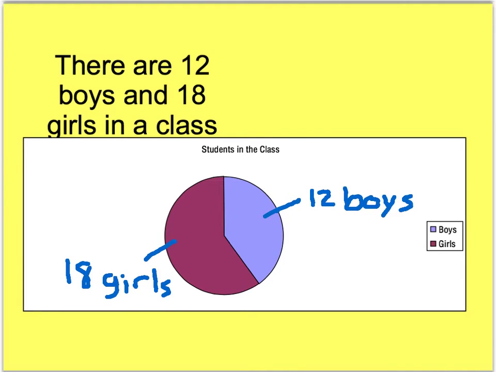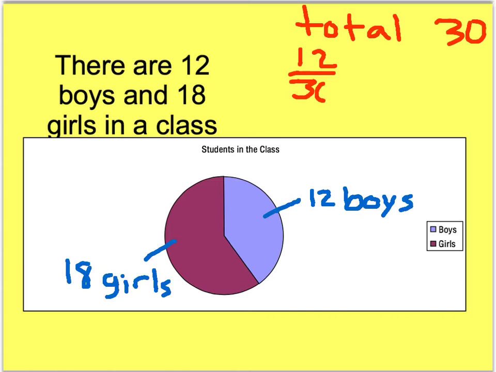Now, the circle graph represented all the students. How many total students were there? The total students was 30. So the reason that it looks like this here is because 12 out of the 30 are boys, and 18 out of the 30 are girls.